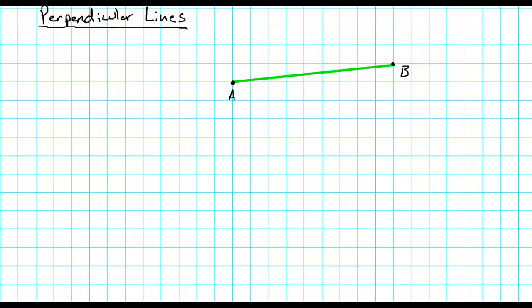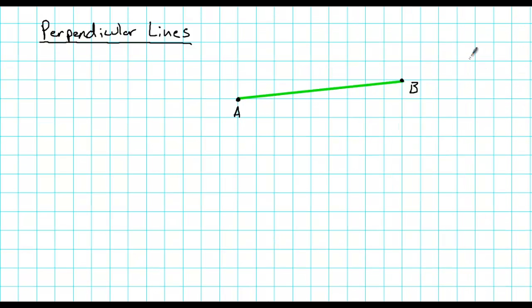So here's a segment, and what I want to do is construct a perpendicular bisector. Now, there's a couple of ways I could do it, right? Bisector means split it exactly in half. So I could take the coordinates of these points and plug them into the midpoint formula, right? And I would find the midpoint right in here somewhere.